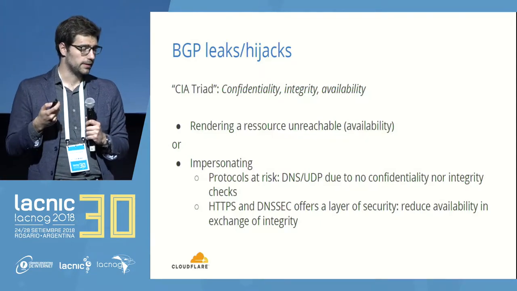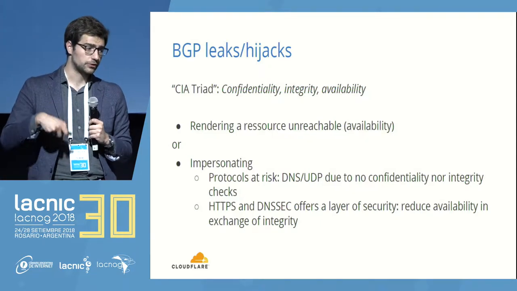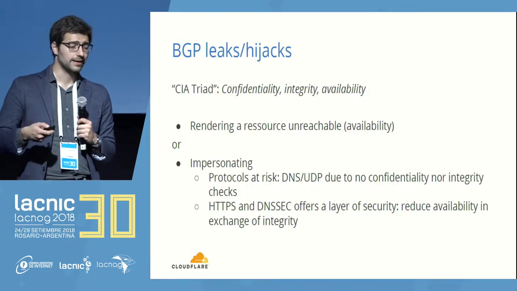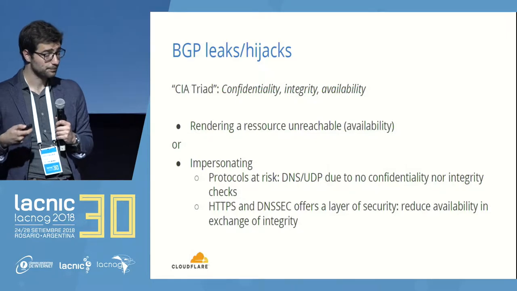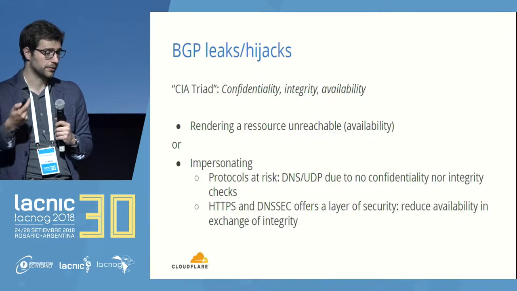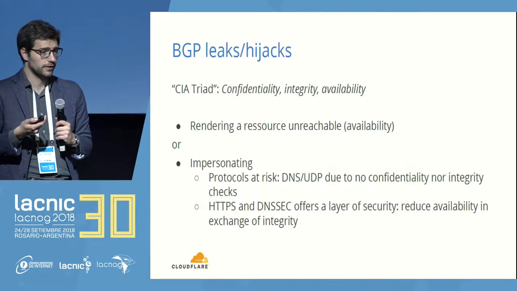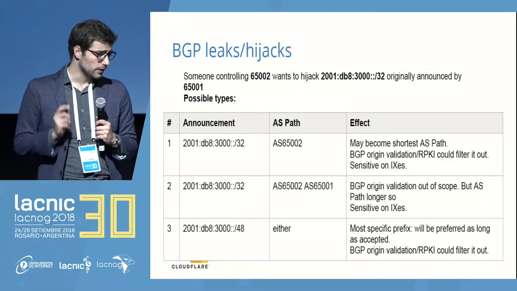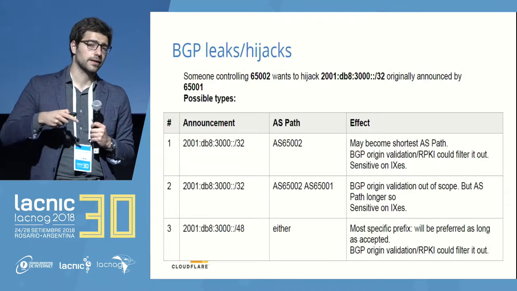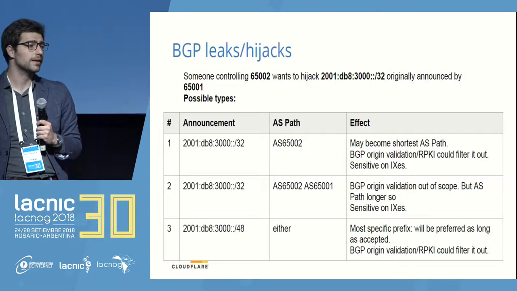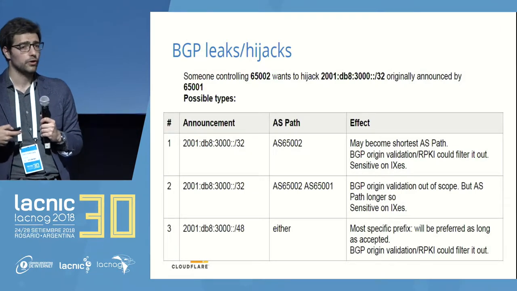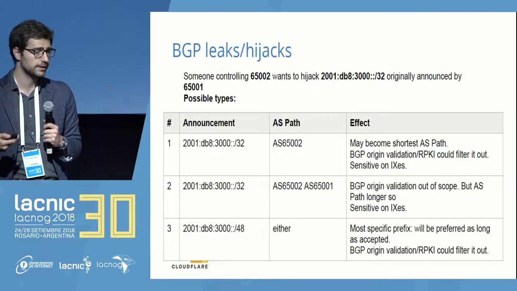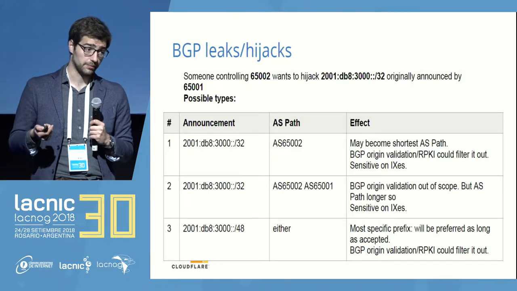The problem is with DNS, since it's UDP, it's easier to spoof, and unless you're using DNSSEC, there's no way to make sure it's actually coming from the person you want. So in this case, if you implement DNSSEC or HTTPS, in the case of somebody trying to hijack, you just lose availability, but at least integrity and confidentiality will still be kept.